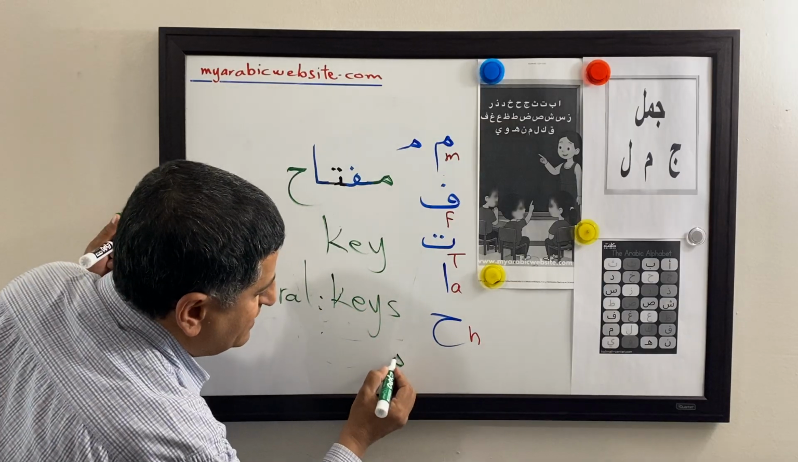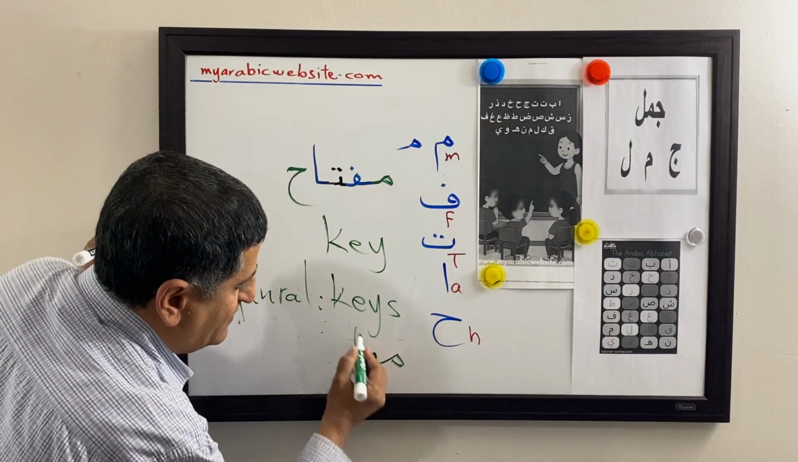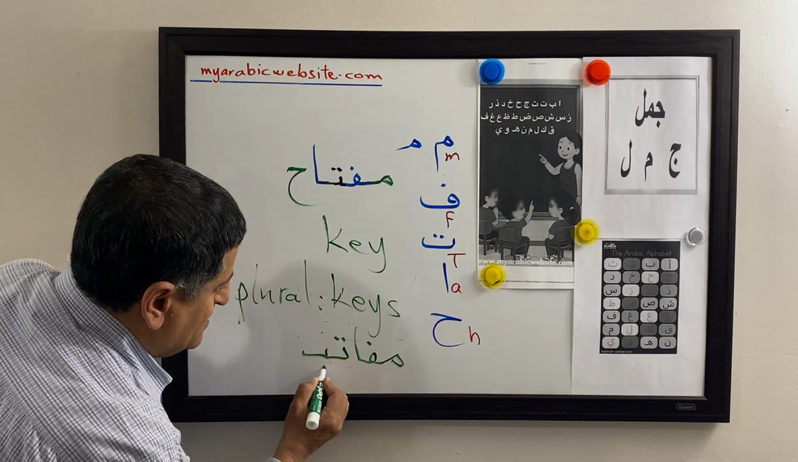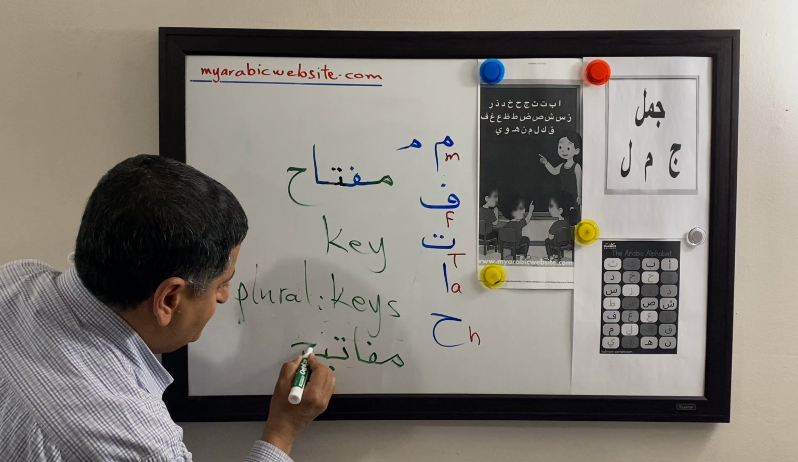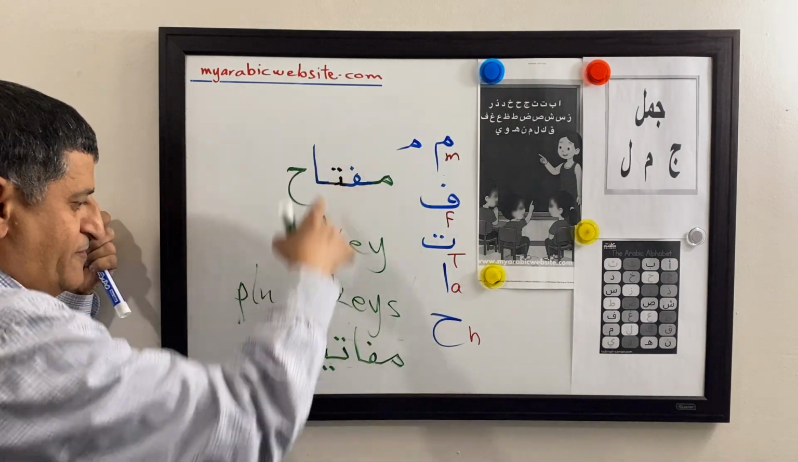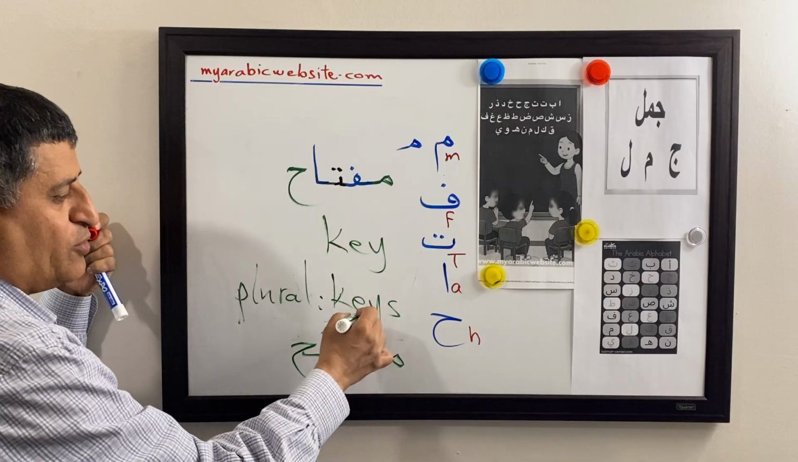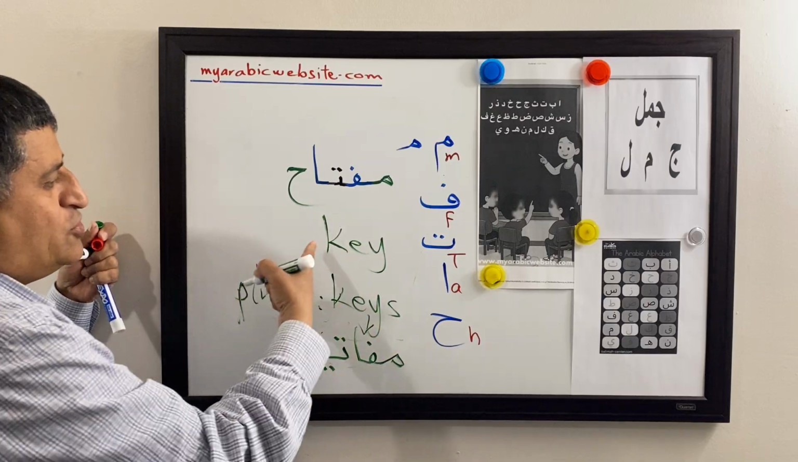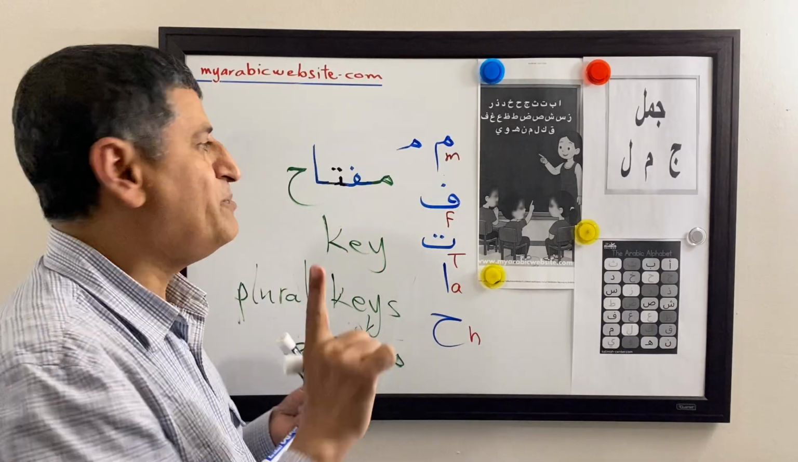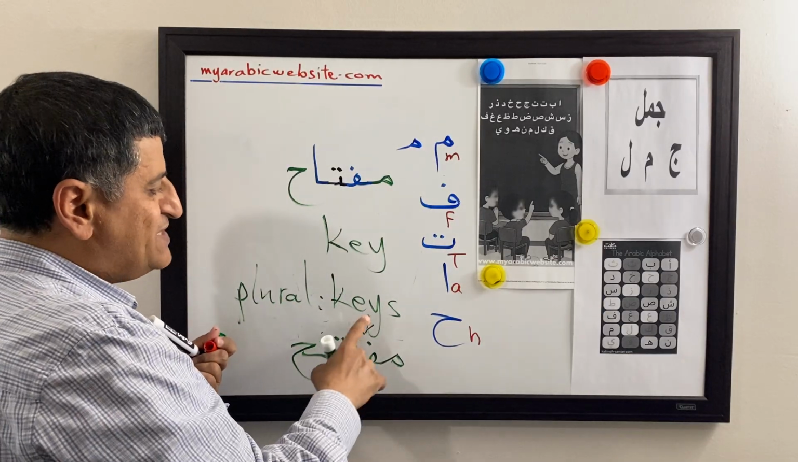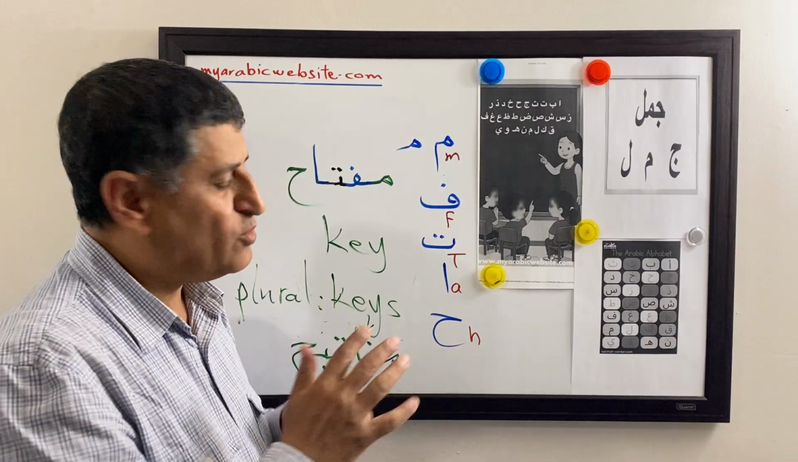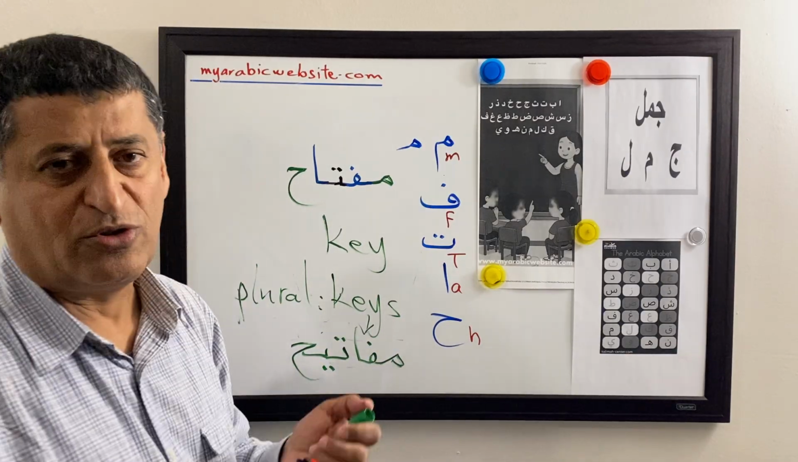We say mafatih. Meem, fa, ta, ya, ha. Mafatih. Meem, fa, alif, ta, ya, ha, because a plural noun. So here is a single one. So key means one key, one miftah. Mafatih means keys. Okay. I will stop here, and I will do another video with different words to continue.